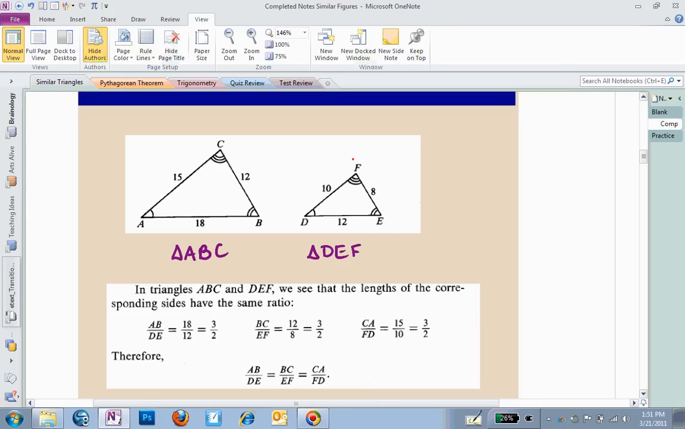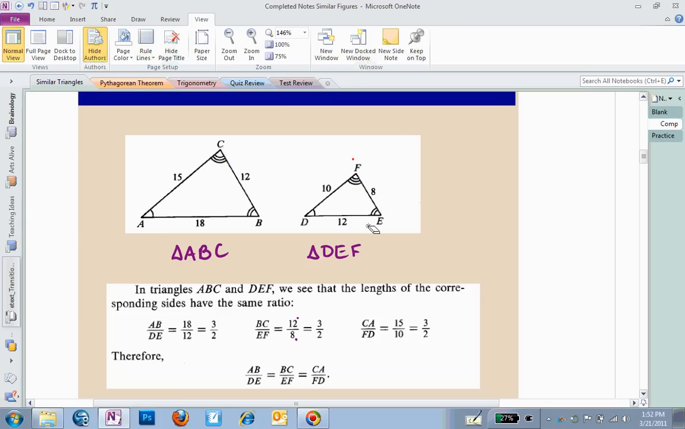Well, side AB in our big triangle corresponds with side DE. And so 18 is the length of side AB, and 12 is the length of side DE. So we can create this ratio 18 to 12, which simplifies to 3/2. Then we can look up at our triangles and notice that side BC corresponds to side EF. The length of side BC is 12, the length of side EF is 8, and that simplifies to 3/2 as well.